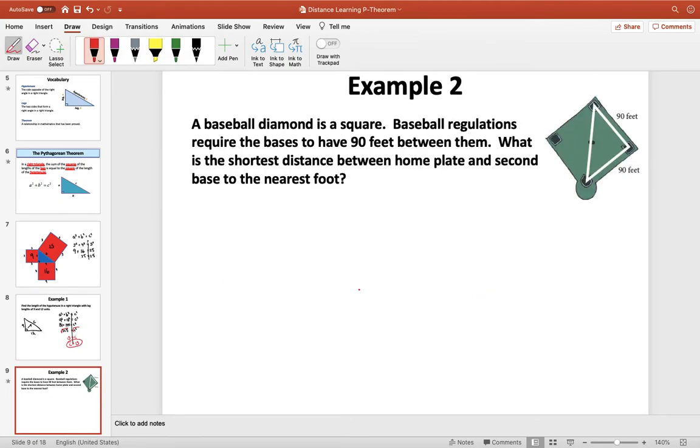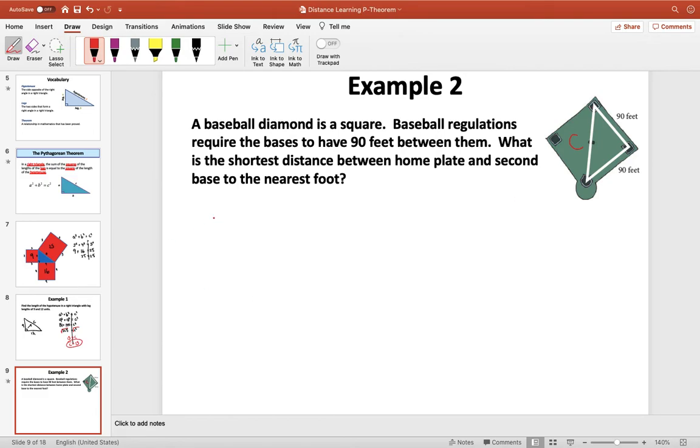Okay, example 2. A baseball diamond is a square. Convenient. Baseball regulations require that the bases have 90 feet between them. What is the shortest distance between home plate and second base to the nearest foot? So we have a triangle set up for us already. So really what we're trying to do is figure out C, right? Because it's a square. As you round first base and go to second, you're really making a kind of elongated 90-degree angle. So you're going to run here, then you're going to run there. So the question is, how far are we from home plate to second base?